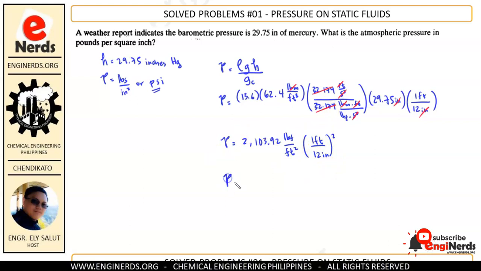So, therefore, our pressure is equal to 2,103.92 divided by 12 squared. This is equal to 14.62 pound force per inches squared, or 14.62 PSI. So, this is our final answer para sa question na to.